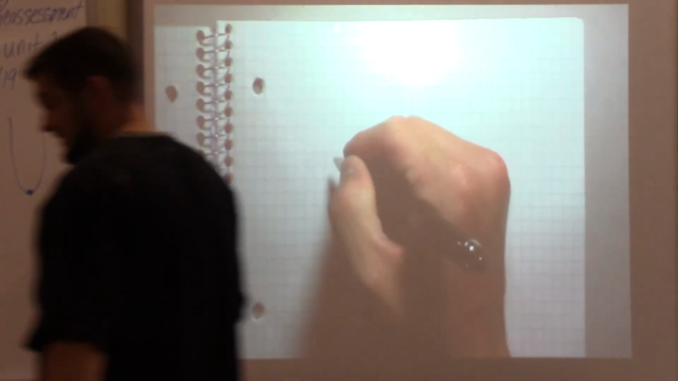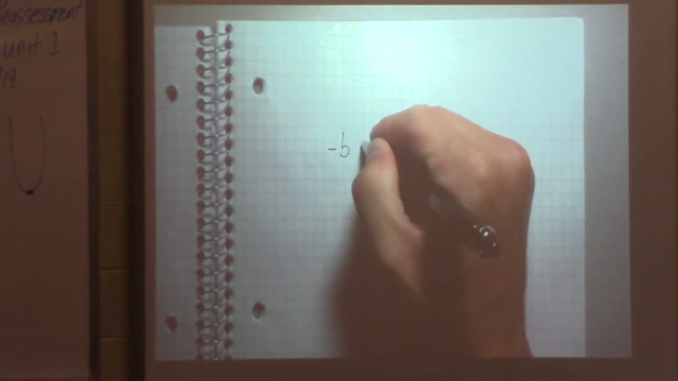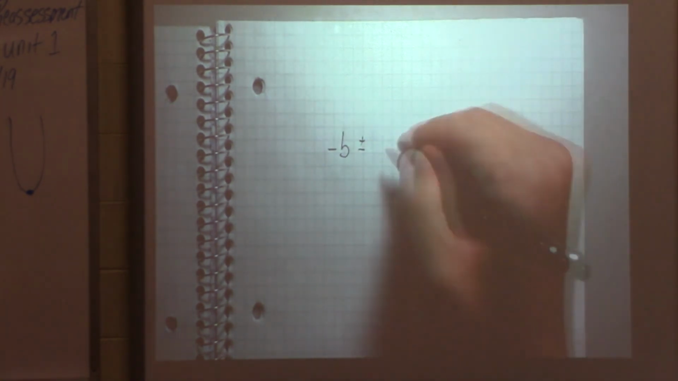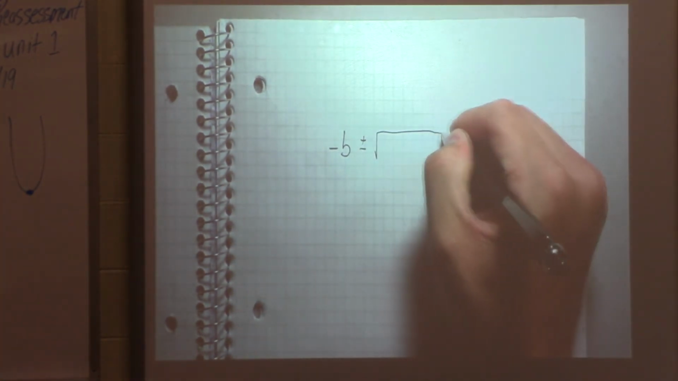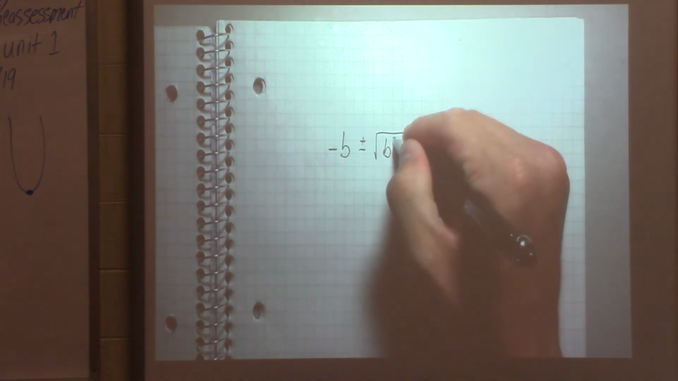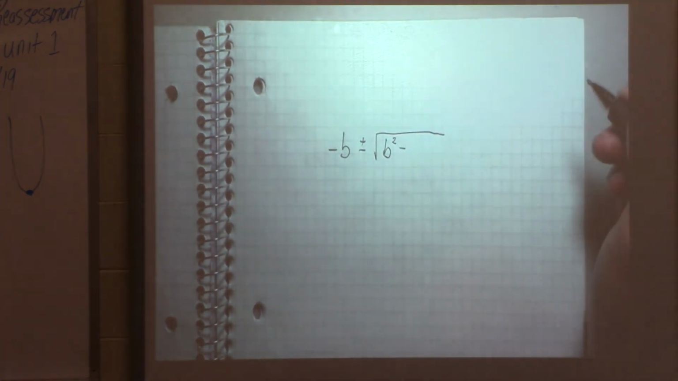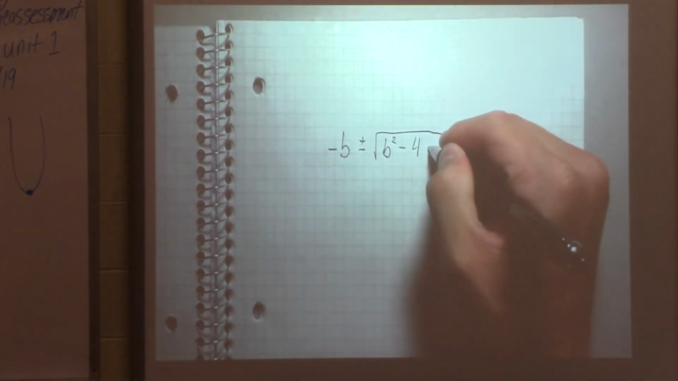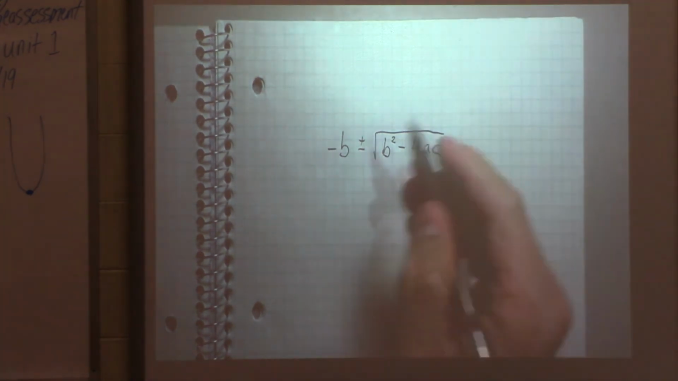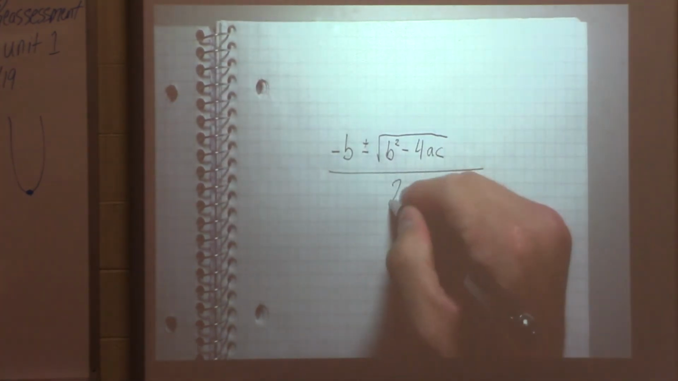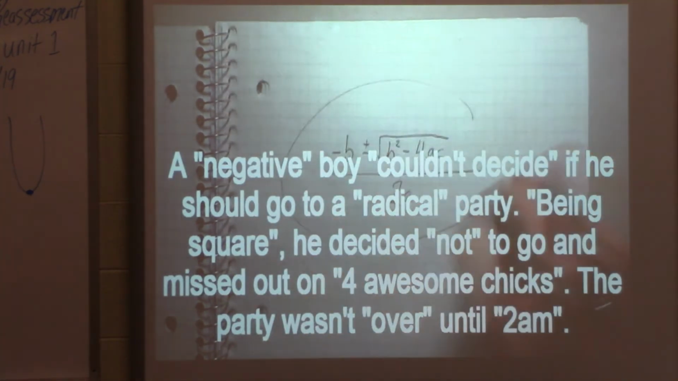Ready for this? A negative boy couldn't decide whether he should go to a radical party, but being square, he decided not to go. He missed out on 4 awesome chicks. The party was not over until 2 a.m.